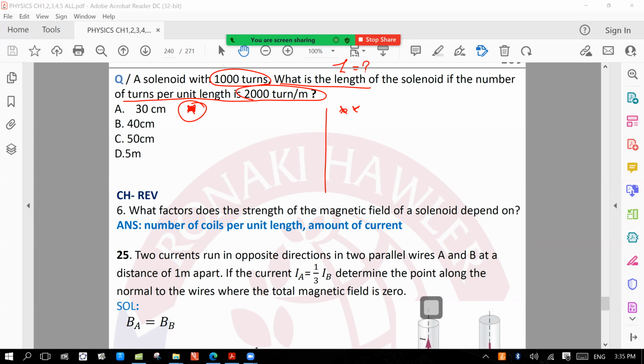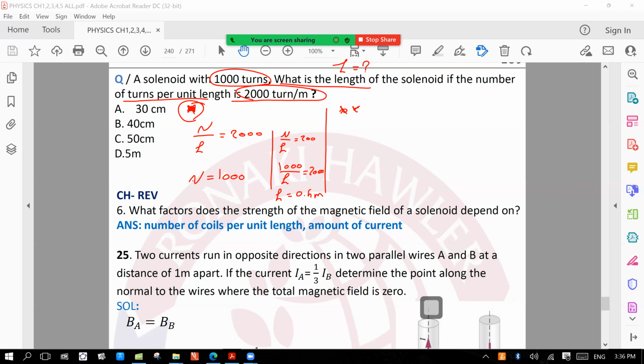The first way, I have N over L, which is equal to 2,000. And I already have N, which is equal to 1,000. So now, if I just want to find L, what should we do? We simply go to that formula. N over L is equal to 2,000. And instead of N, we're going to write 1,000 over L equal to 2,000. So you know that if you have to find L, you have to say 1,000 divided by 2,000. You're going to get 0.5 meter.